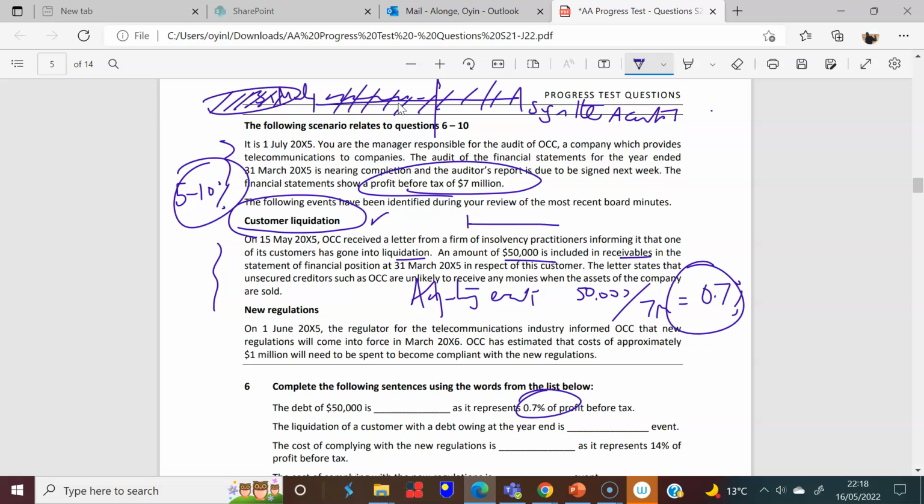And it says here that post year end, a regulator has informed you that new regulations will come into force in the future, and they have estimated this will cost 1 million to comply with. So first of all, you had no idea before your year end that this was going to be an issue. So it's not an adjusting event. It's happened before you're signing off. So it's something that you would disclose, if you like, or bring to the attention of future shareholders. So this is a non-adjusting event. That's the important thing here. It's a non-adjusting event that we need to bring to the attention of our clients.